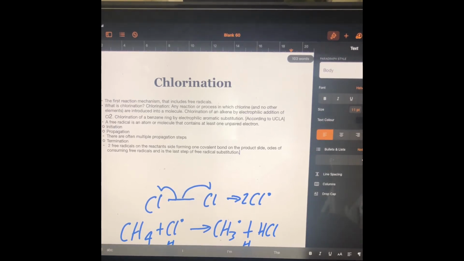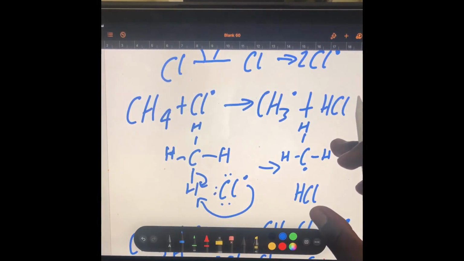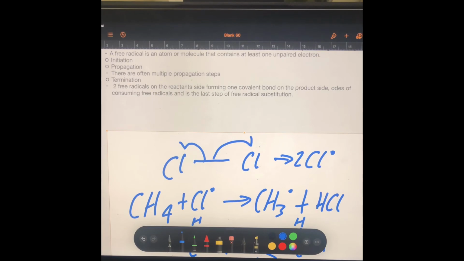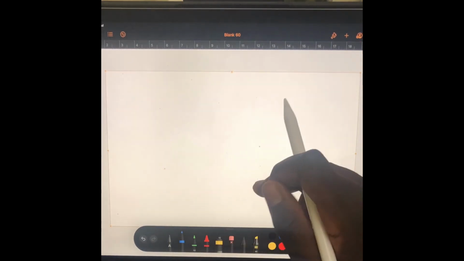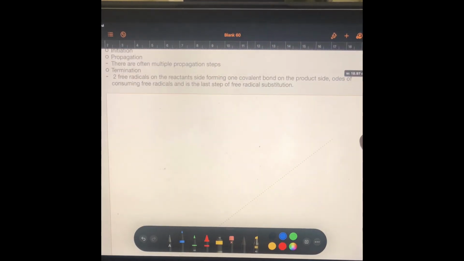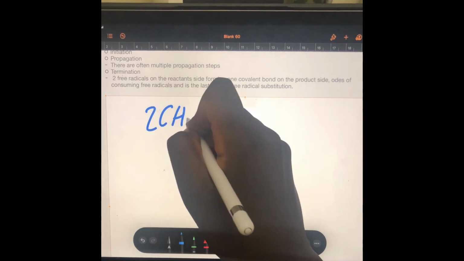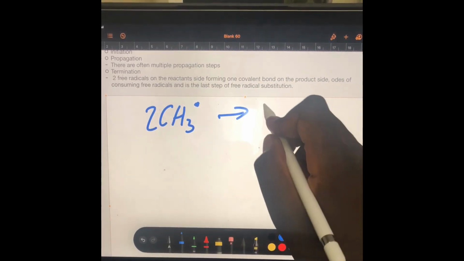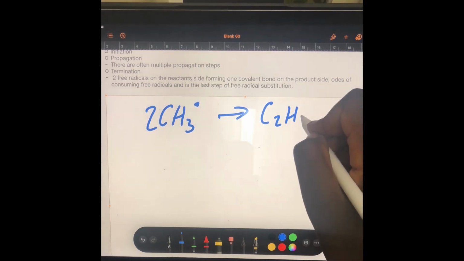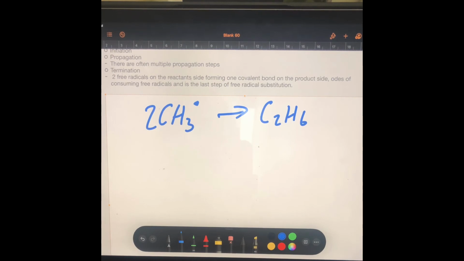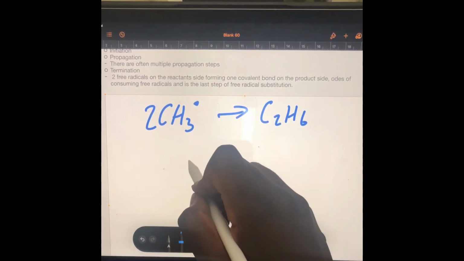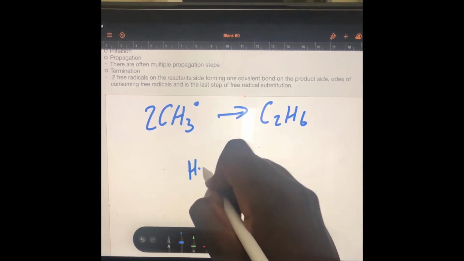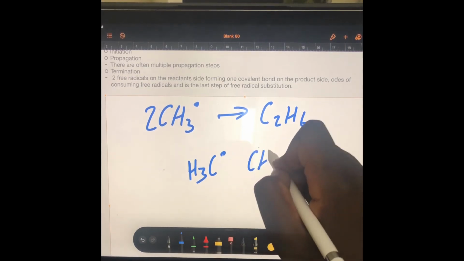Alright, so let's get some relevant equations. For example, let's have a new one. Alright, cool. So if we have two CH3, 2CH3, that can just go on to make C2H6, or essentially ethane. I think it's pretty clear how that happens. If you've got your CH3 here, and then you've got CH3 here.